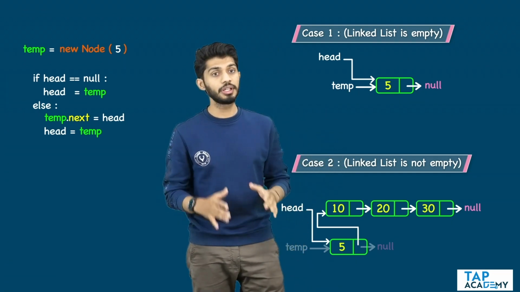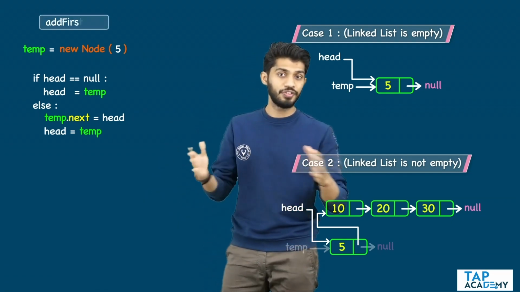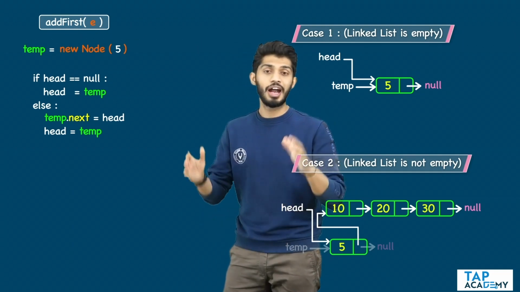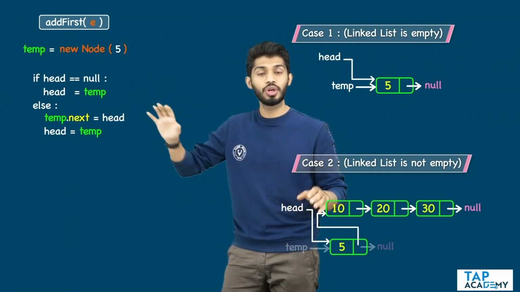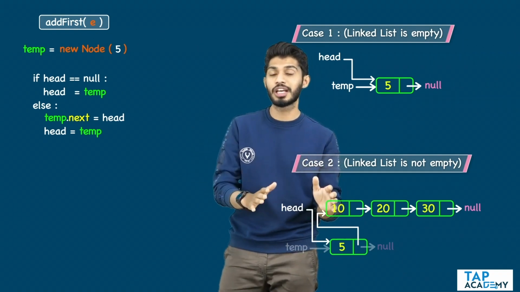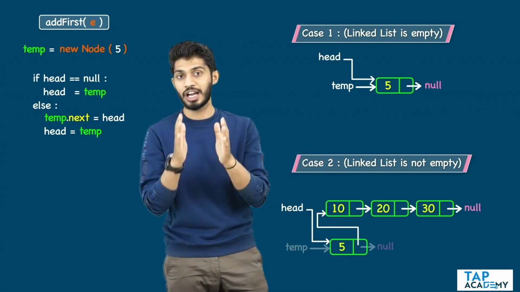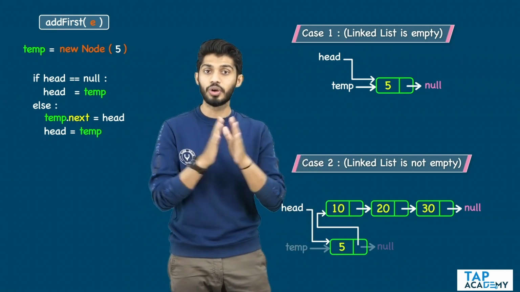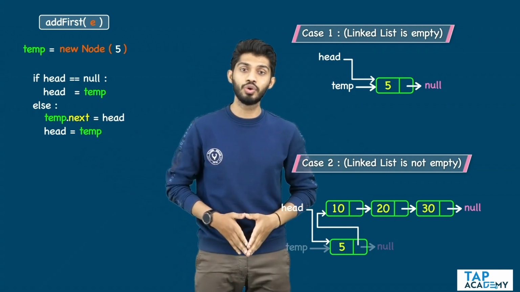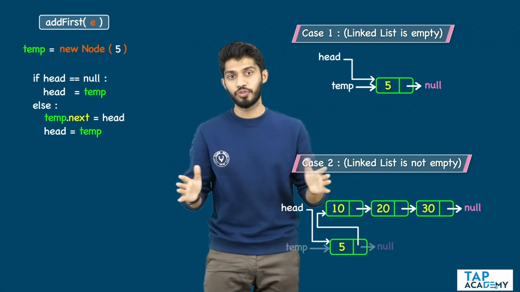So the name of the method I am going to give it as add first, and I need to pass the element, and once I do that, this should execute, and it should make sure that the element has been added to the first, at the starting of the linked list. So I hope the logic is completely clear to you. Now let's go and write the code for this.